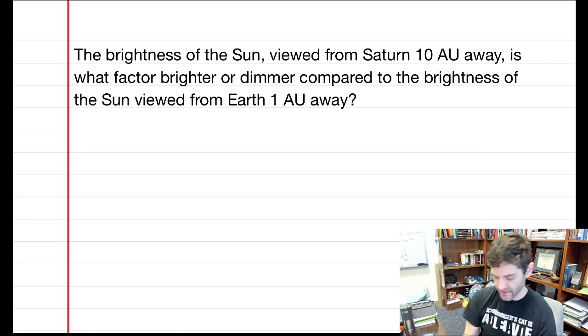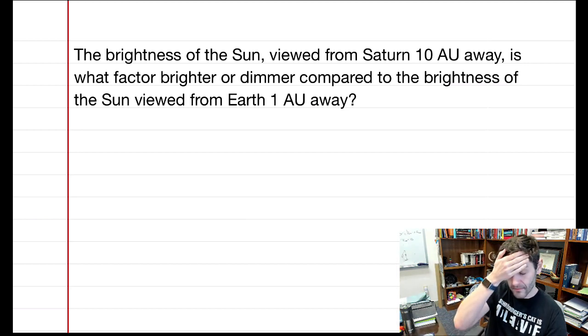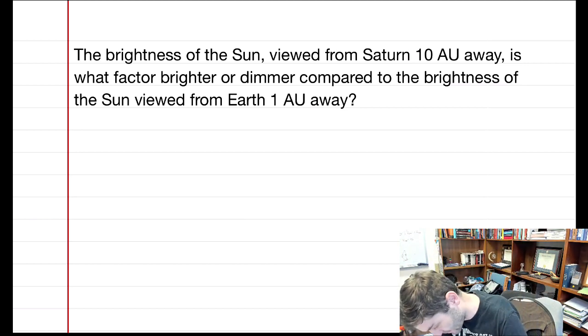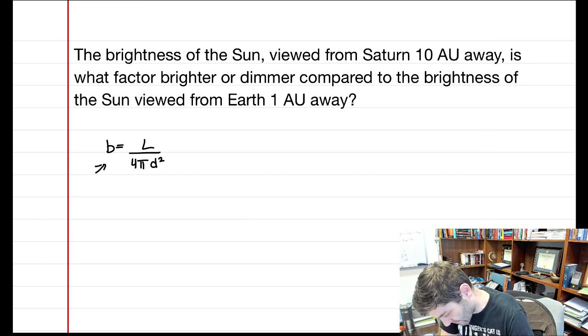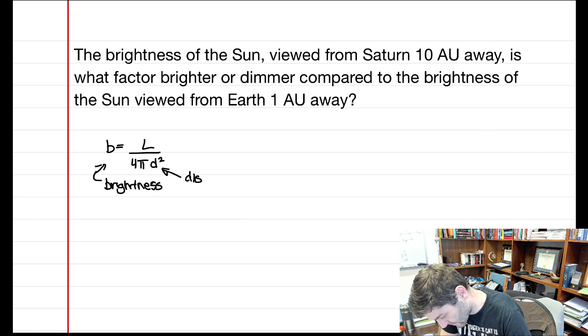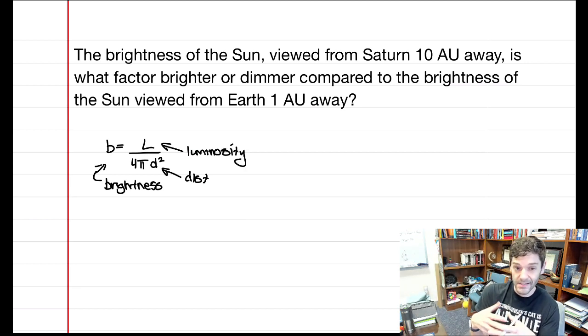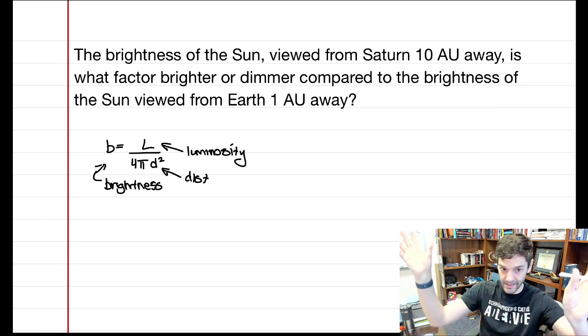Given it's talking about brightnesses and distances, it sounds like the brightness formula. So again, the relevant formula, B equals L, the luminosity of the sun, divided by 4 pi d squared. And again, we can make sure we know what each symbol means: brightness, distance, and then luminosity, a measure of how much light is coming off the surface before it starts spreading out through space.